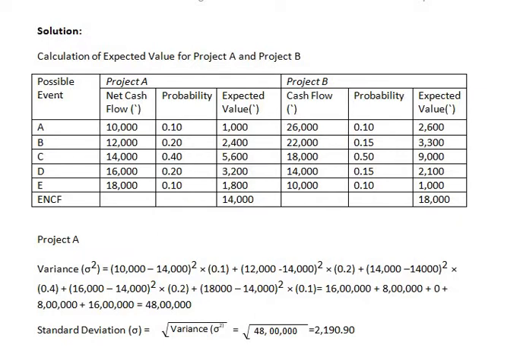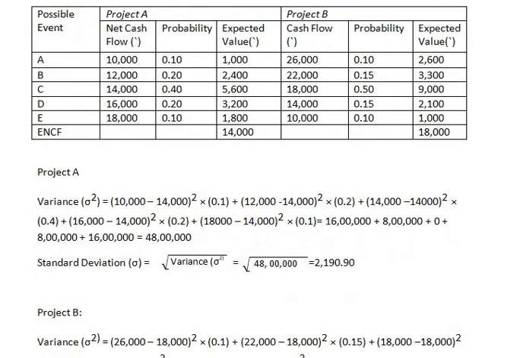Similarly, for project B, event A cash flow is 26,000. Probability of that is 0.10. The expected value from it is 2,600. Similarly, for all the other events, project A and project B cash flows have to be multiplied with their probability to get the expected value. After that, we will get the expected net cash flow. For project A it is 14,000, for project B it is 18,000.